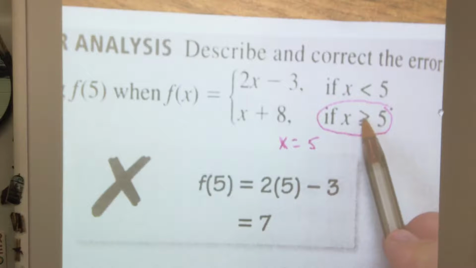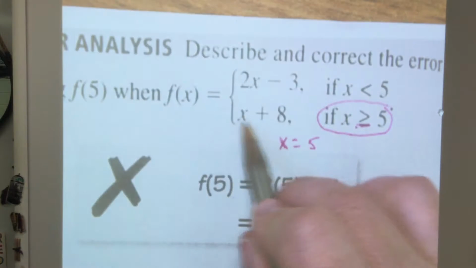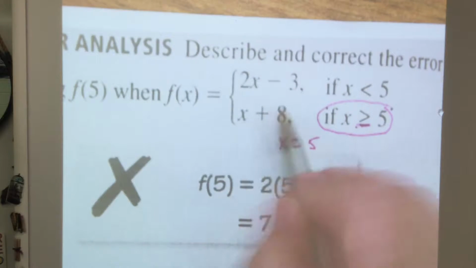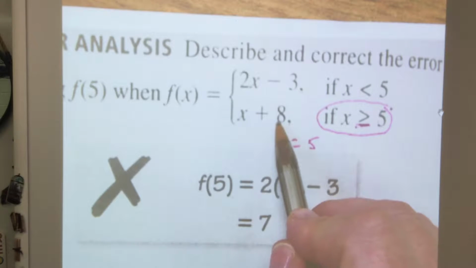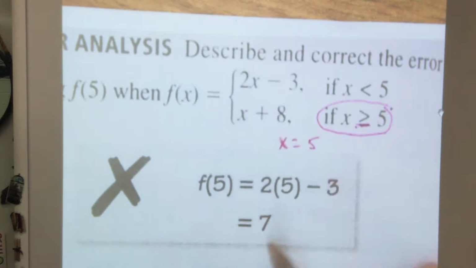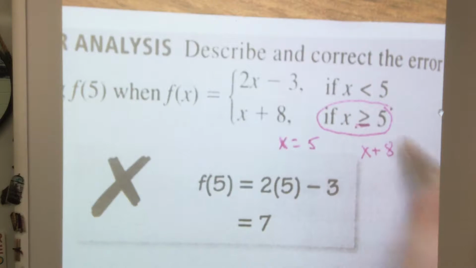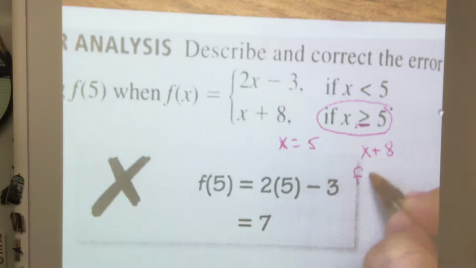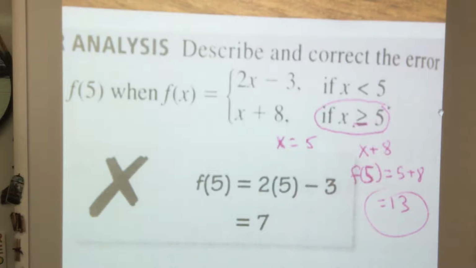It does say greater than or equal to, but this equal to part makes this row true. So I would use x plus 8, not 2x minus 3. So f of 5 equals 5 plus 8, which equals 13. And that would be your answer. So that is why this one is incorrect.